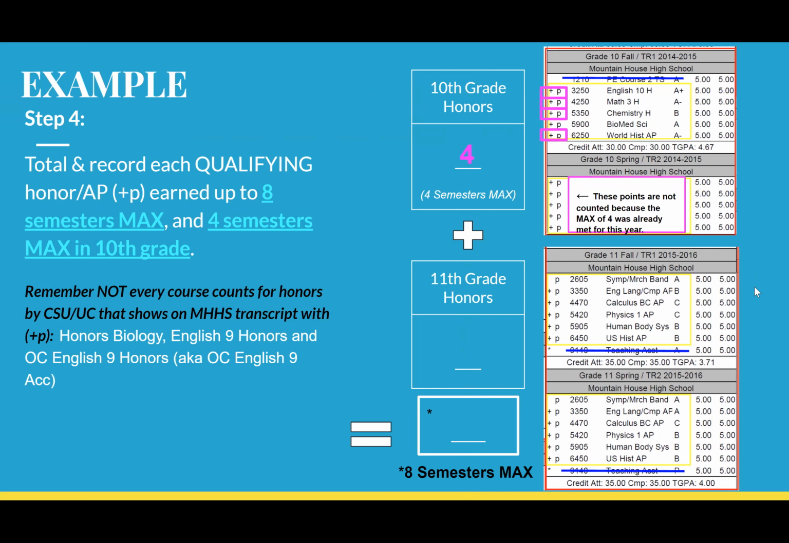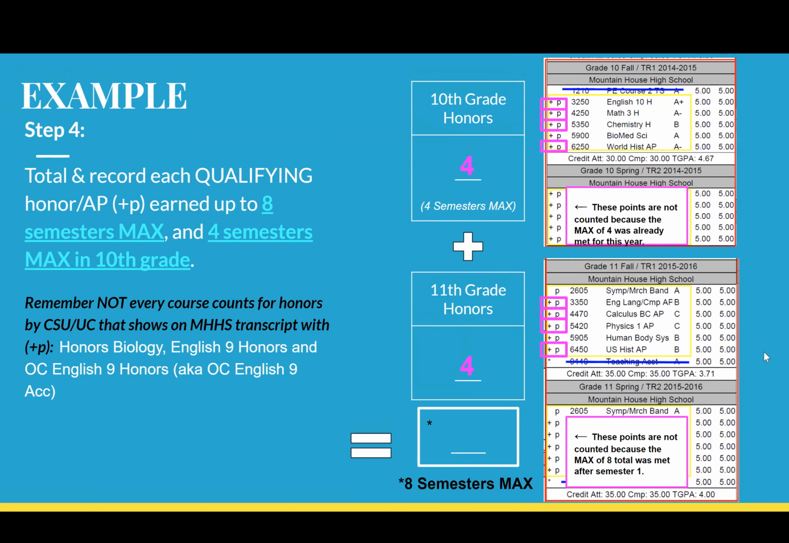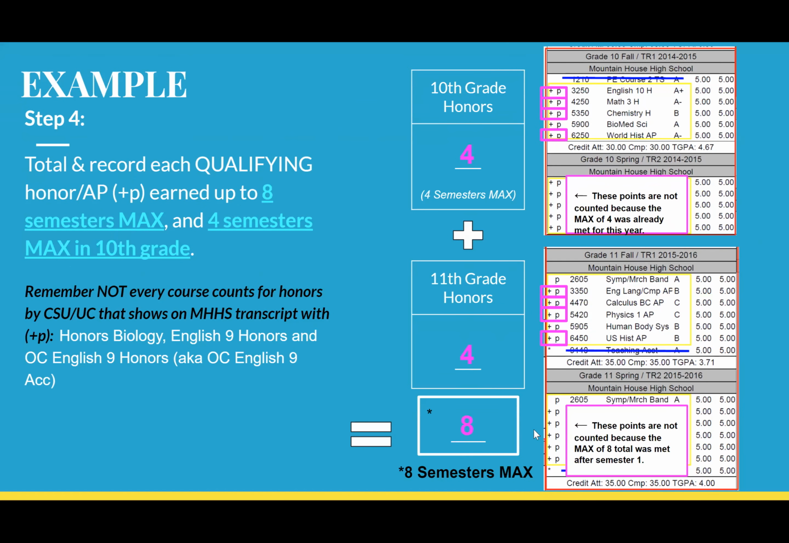And then we move on to junior year. Again, we're going to take the first 4 and then the second 4. These are not counted because the max of 8 was already met, even though we have 4 more that we can potentially consider. Okay, so that gives us a maximum of the 8 semesters.